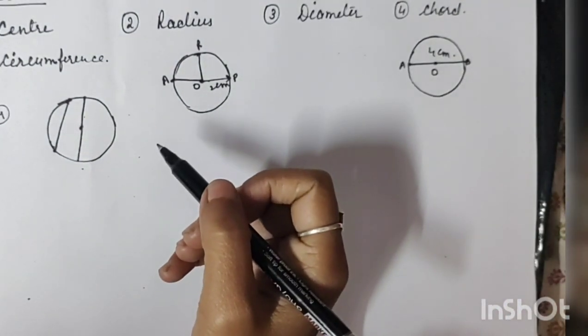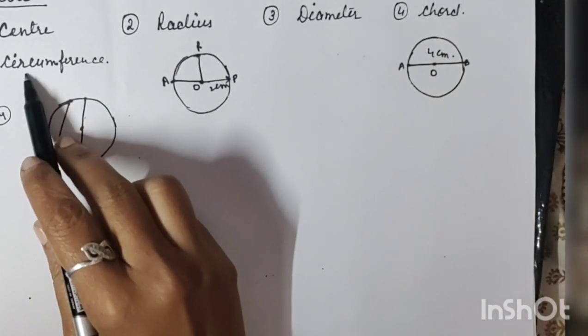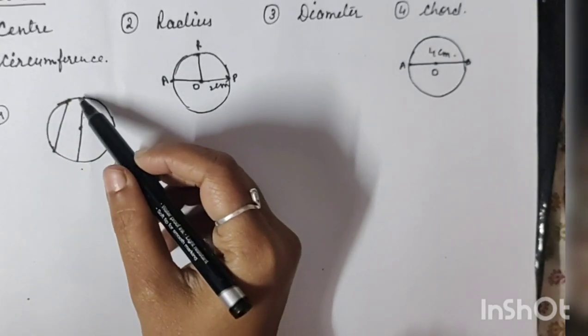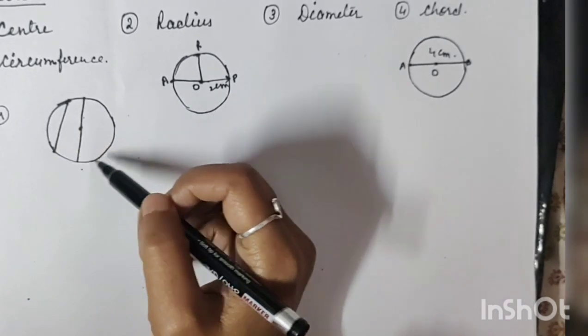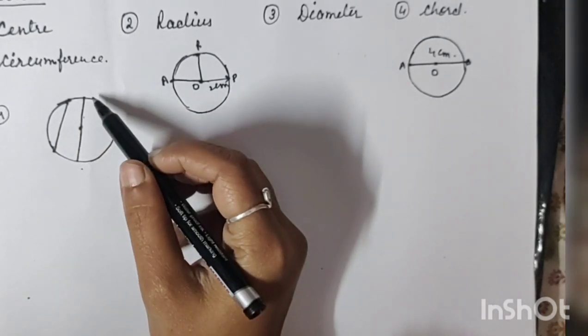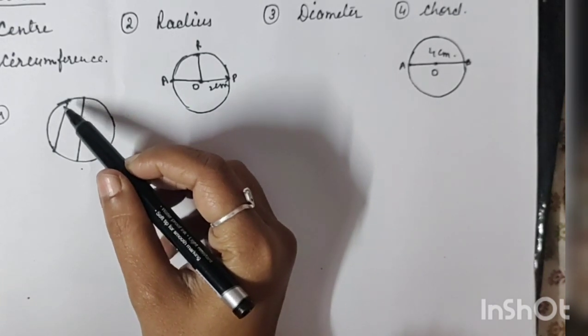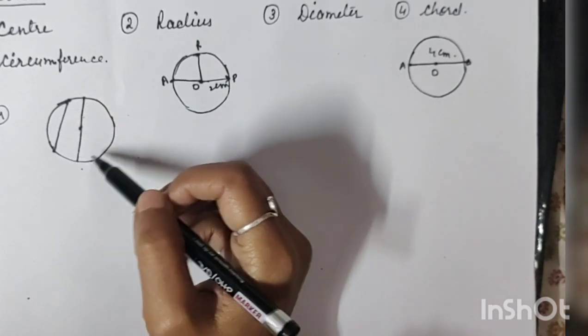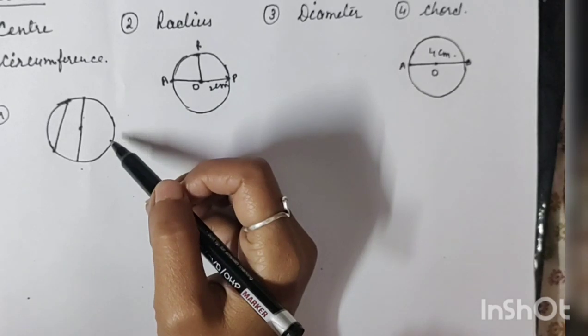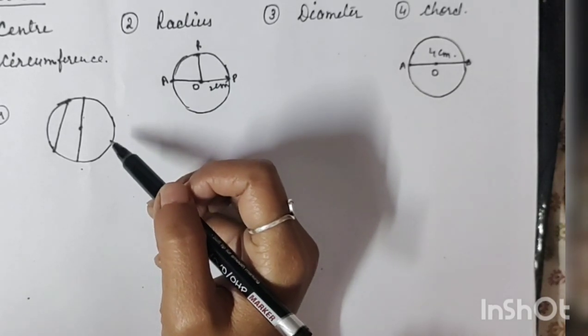Now we will talk about the circumference of the circle. What is the circumference? The boundary length of the circle is known as the circumference of the circle, right? Boundary length of a circle is known as circumference of the circle. Fine, I hope all the points are clear to all.